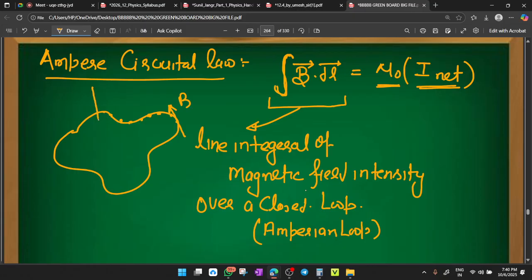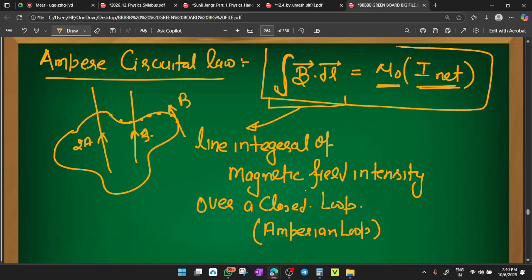So if 2 ampere and 1 ampere current are threading through the loop, then inside the I net bracket it will be 3 ampere. So 2 ampere plus 1 ampere, the total current I net equals 3 ampere. Clear? For example, I have taken two currents threading through the loop. So the total current equals 3 ampere. This is called Ampere circuital law.